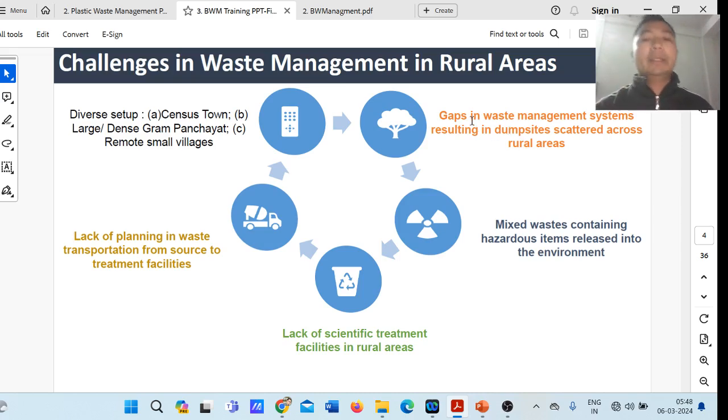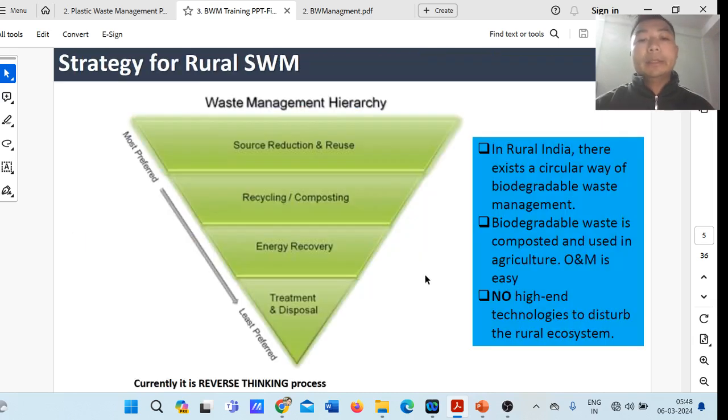If you go anywhere in your colonies, in your town, we see lots of dump sites which have a very unpleasant smell and are hazardous to the environment as well as to human society. Even though the government focused from 2014 to 2019 on the Swachh Bharat Mission and started different waste management strategies, we are still in a stage of challenge, and rural areas are in a stage of gap. So these are some of the challenges that we see in our town.